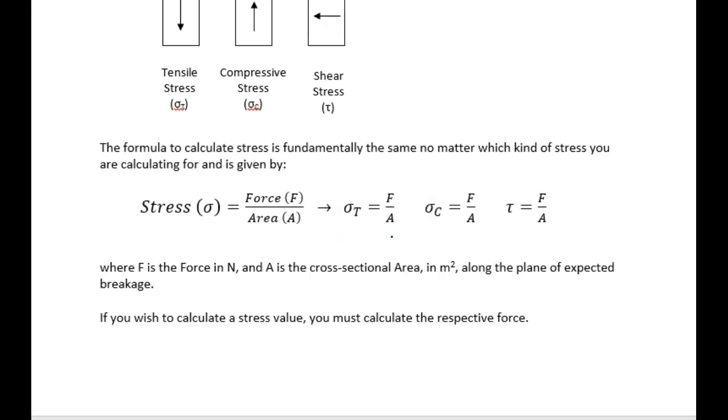So tensile stress, sigma with a little t, is F over A. Compressive strength or compressive stress, sigma C, is F over A. And then your shear strength as well, F over A. F is the force in newtons, and we've done the calculations of that before. A is the cross-sectional area in meters squared. So again, we're going to have to go back to our area formulas and look at those along the plane of expected breakage. If you do want to find stress, you have to make sure that you're calculating force first and then plugging into that formula.